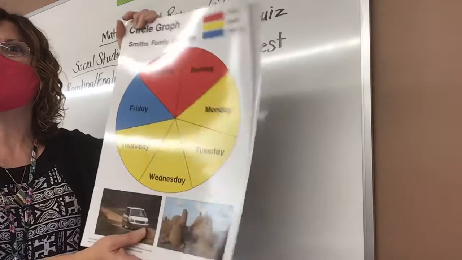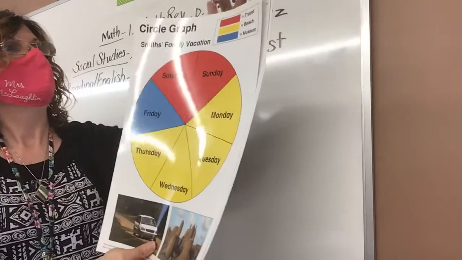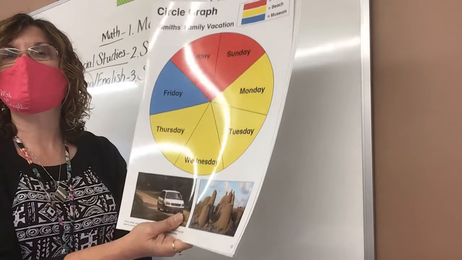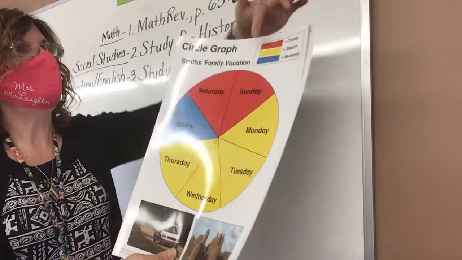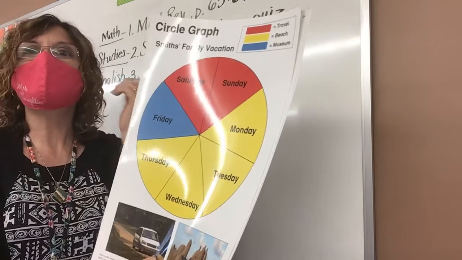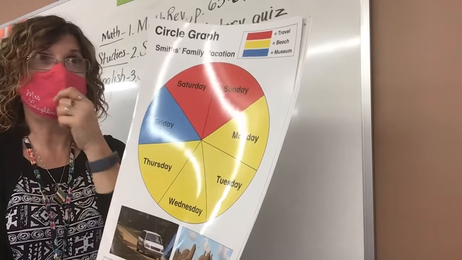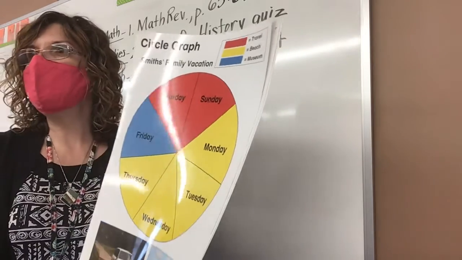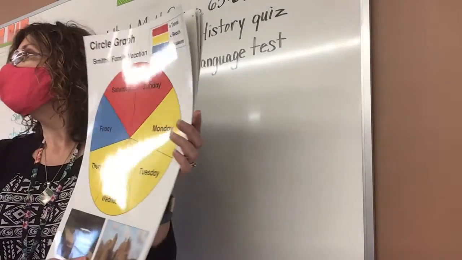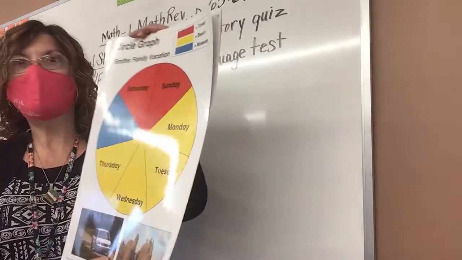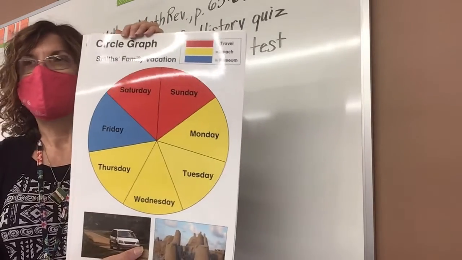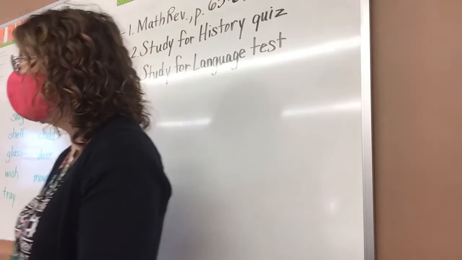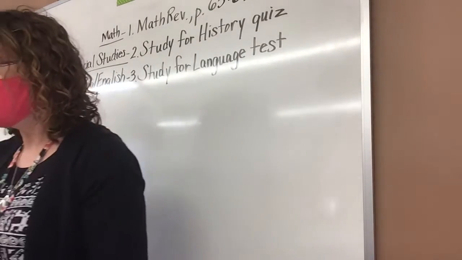So how many days did they travel? 2. The yellow part is the time they were at the beach. So how many days were they at the beach? 4. And the blue part is the time they spent at the museum. So how many days did they spend at the museum? 1. So looking at this, you can tell what did they do the most of? Going to the beach. And what did they do the least of? The museum. And then travel time was somewhere in the middle. Okay, so that's what a circle graph does for you.